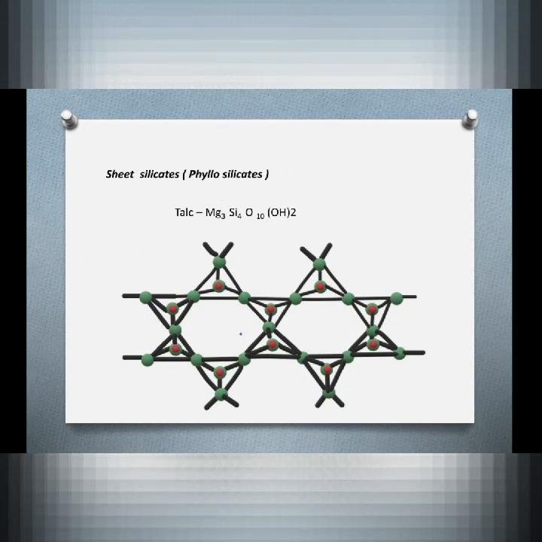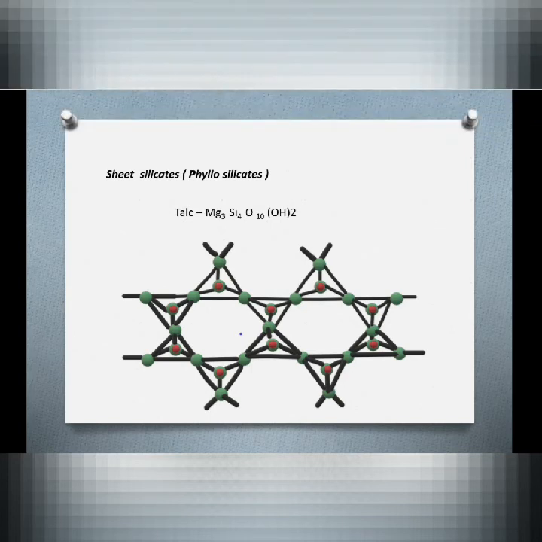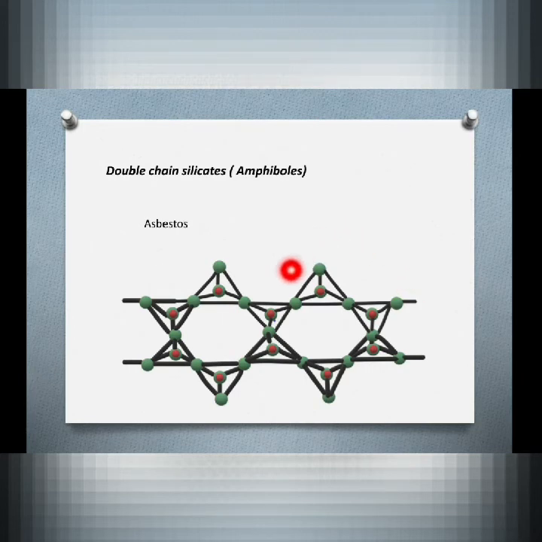Now another silicate is sheet silicate. In sheet silicate, 3 oxygen atoms are shared. If we consider this amphibole structure, per tetrahedral unit the number of shared oxygen atoms is 2.5 on average. That is, for one tetrahedral unit 2 and for another tetrahedral unit 3, so on average it is 2 plus 3 by 2, that is 2.5.